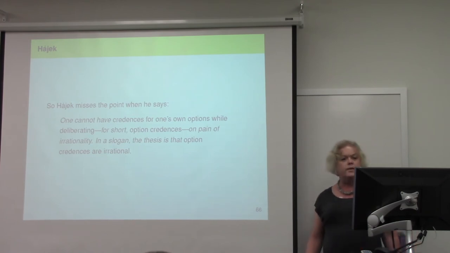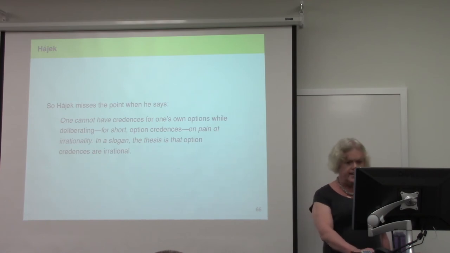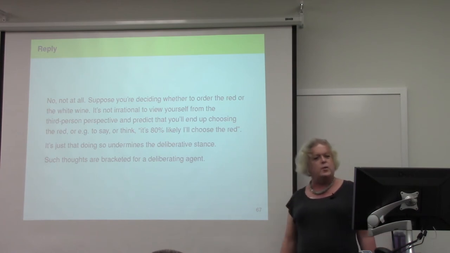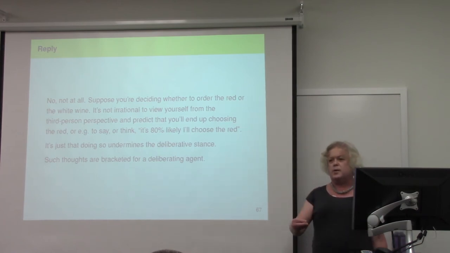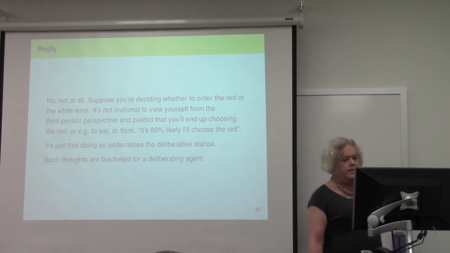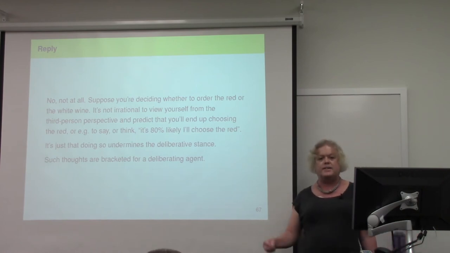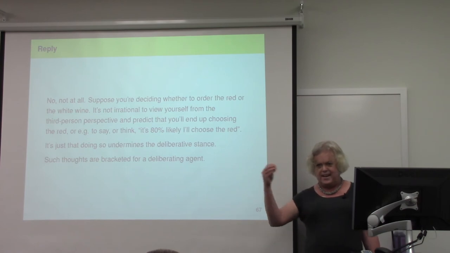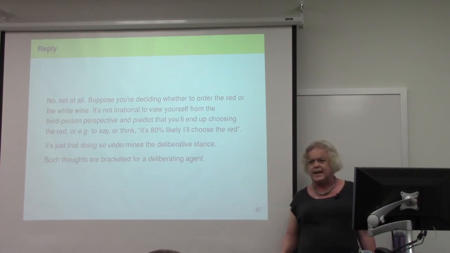So I think Hájek also misses the point when he says one cannot have credences for one's own options while deliberating, for short option credences, on pain of irrationality. In a slogan, the thesis is that option credences are irrational. Well, again, I say that's not the point. Suppose you're deciding whether or not to order the red wine. Are you going to order the red or the white? I don't think it's irrational to view yourself from the third person perspective and predict that you'll end up choosing the red, or for example to say or think it's 80% likely I'll end up choosing the red wine. It's just that doing so is undermining of the deliberative stance. Such thoughts have to be bracketed for a deliberating agent, right? It's not that they can't be there or that they're irrational. It's just that they don't properly come into play when you're deliberating.